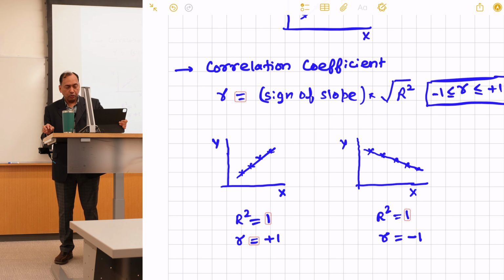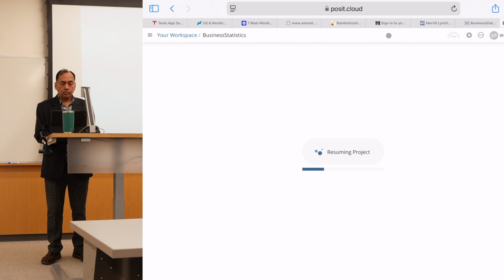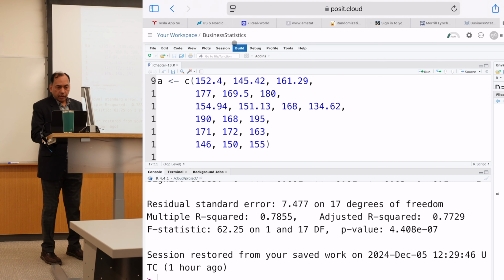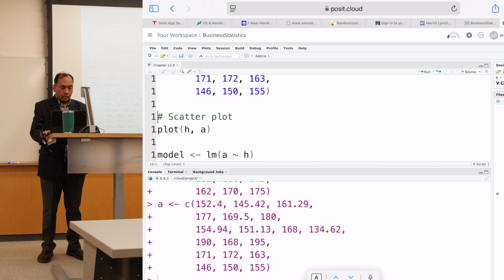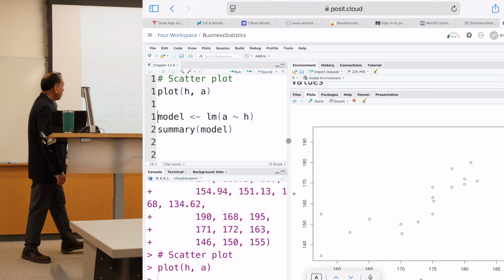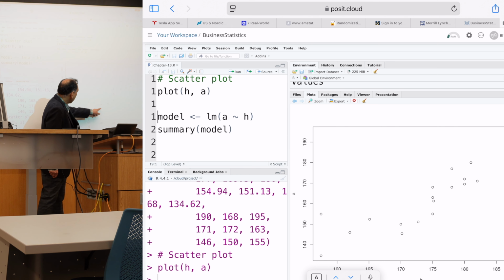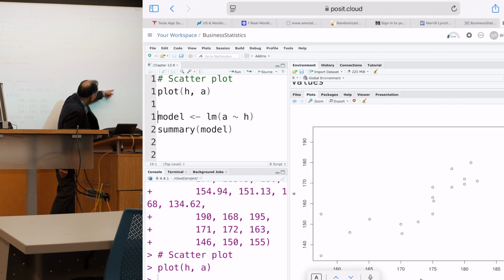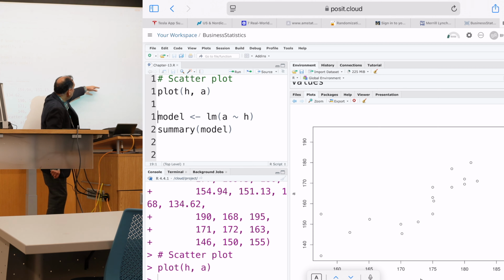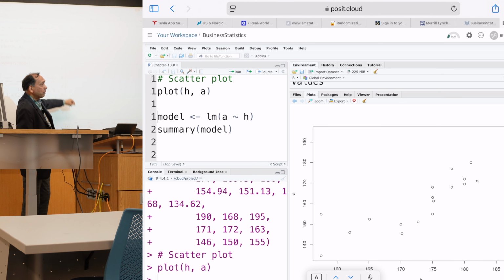Now let me go back to that data. So the data that we collected, height versus arm span, we ran this and we made a scatter plot, and the scatter plot looked like this. So you can see like two people have almost same height but different arm spans. If you look at this point, slightly over 175, there are 4 students, but they have very different arm spans.